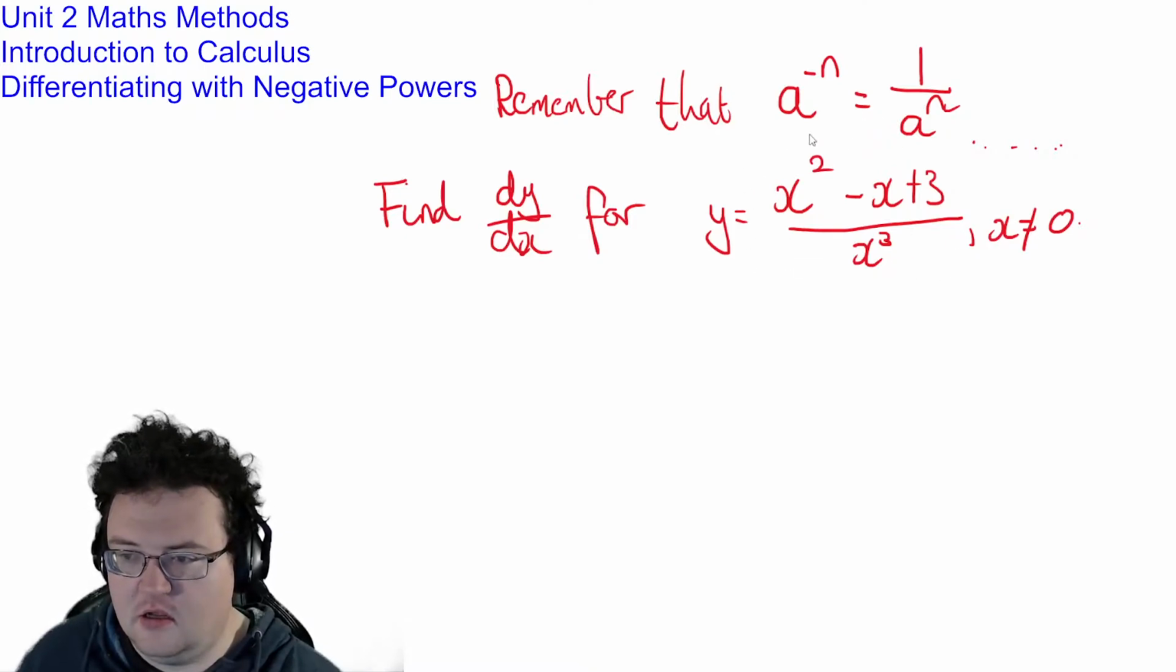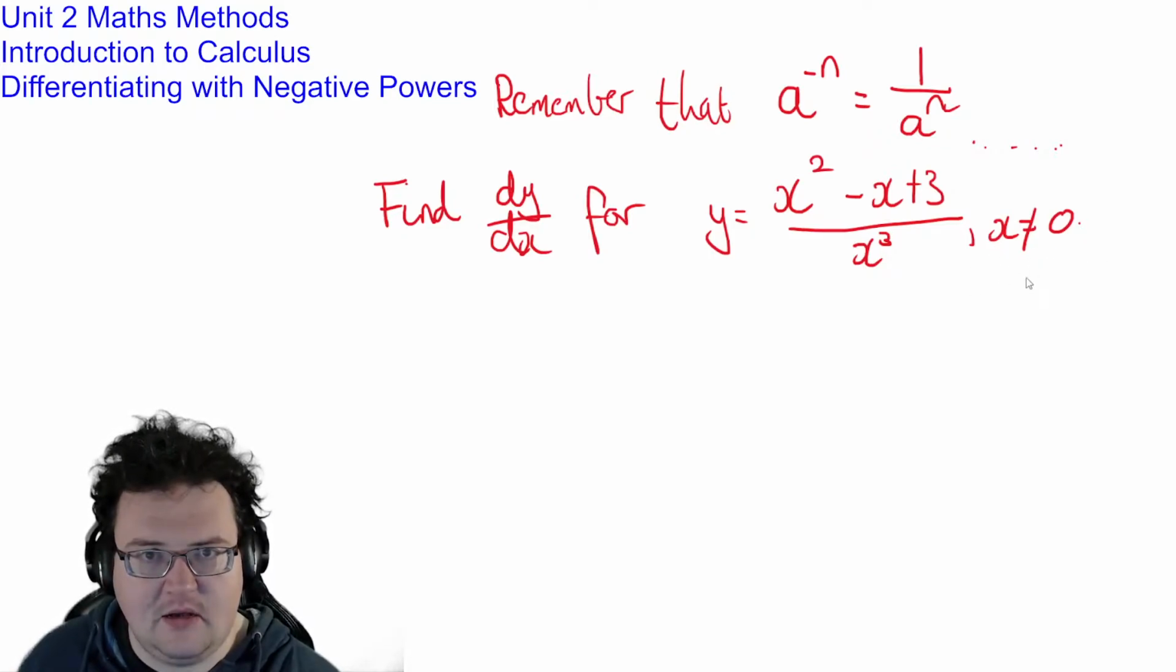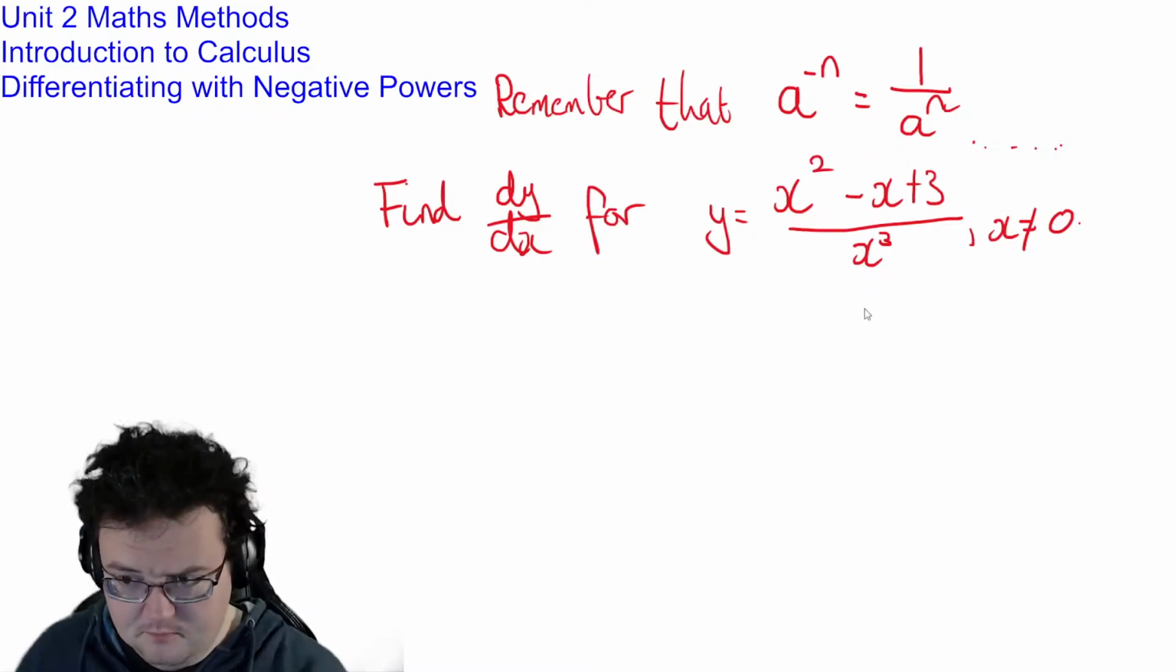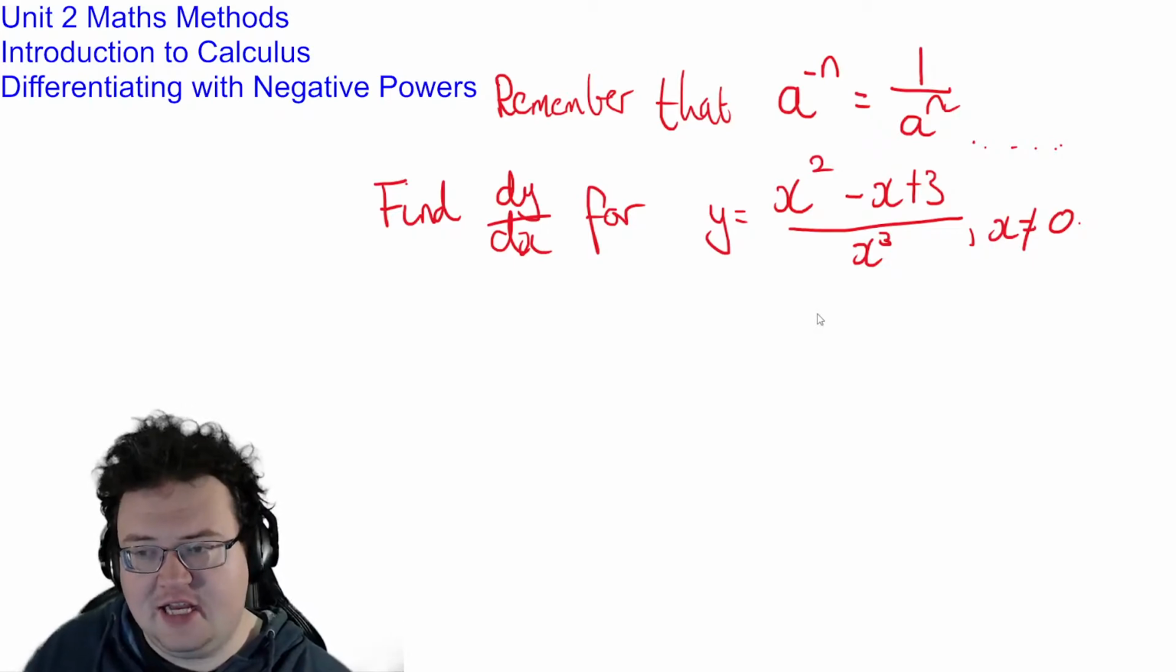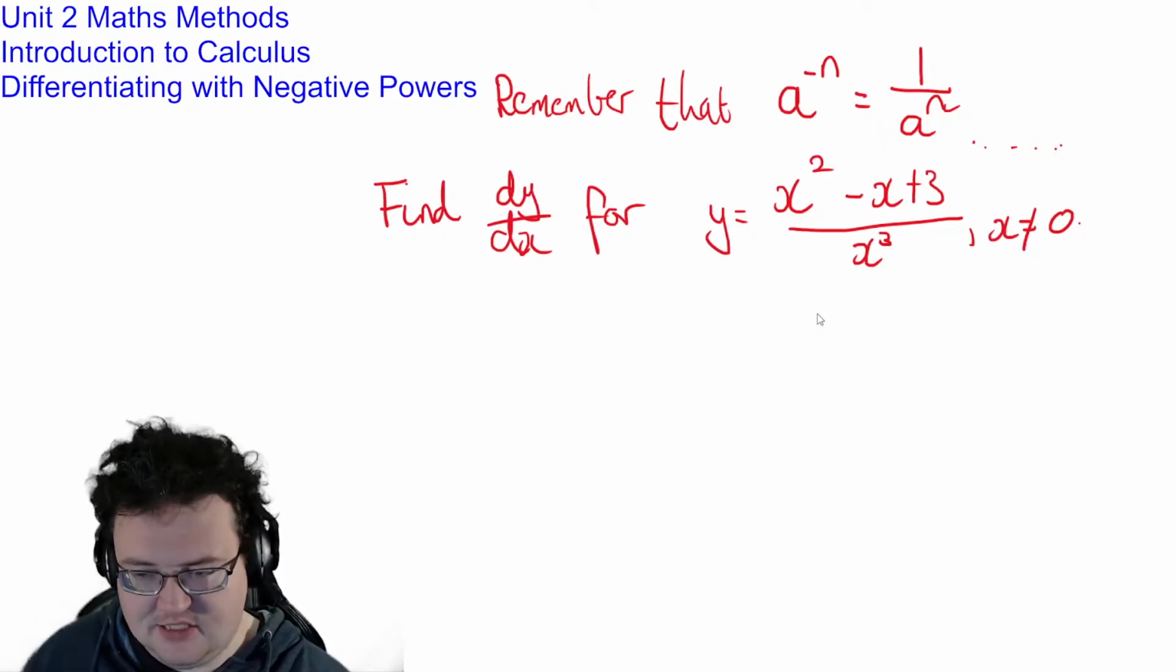Now what I've got here is a long weird function, but it has a restriction on it. X can't be 0, because if x is 0, then I have a divide by 0 error. But I can still differentiate it by breaking it into its individual parts.